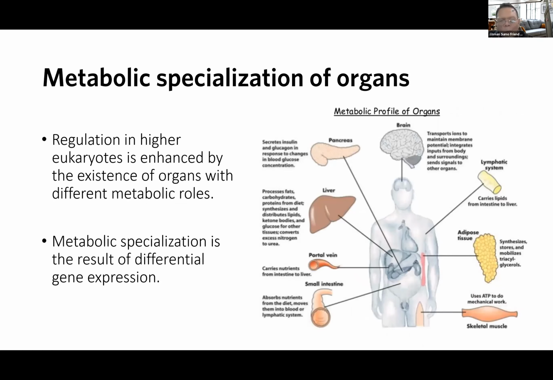Now let's move to metabolic specialization of organs. Regulation in eukaryotes is enhanced by the existence of organs with different metabolic roles. In this case, we discuss eukaryotes. If we discuss eukaryotes, we should understand the difference between eukaryotes and prokaryotes. Eukaryote, for example, human, is a eukaryotic cell. Bacteria are prokaryotes.